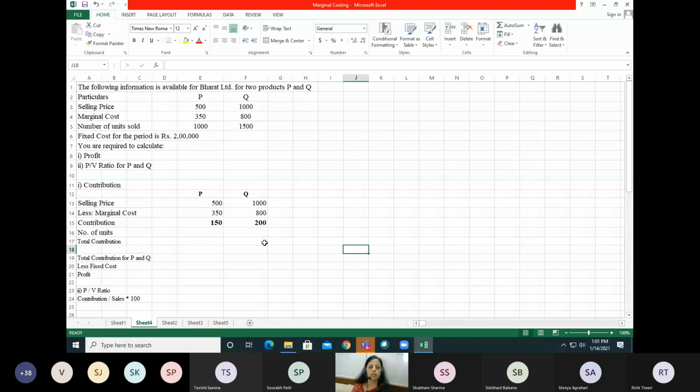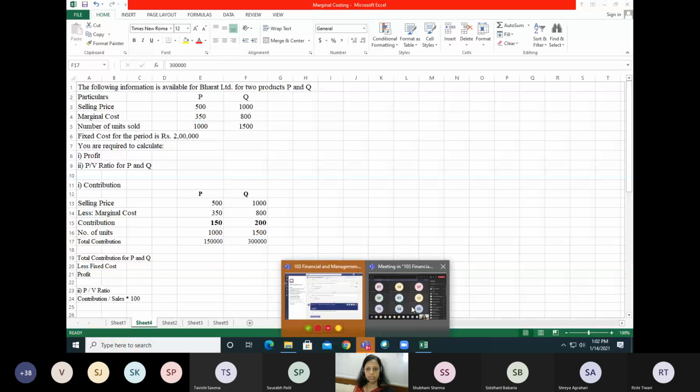Yes, ma'am. So again we are finding out profit. So total contribution minus fixed cost is profit. So what is the total contribution for P and Q? In the question, they have given number of units sold. So multiply by number of units: for P, 1000 and for Q, 1500. So total contribution comes to 1,50,000 and 3 lakh. For product P, total contribution is 1,50,000 and product Q total contribution is 3 lakh.